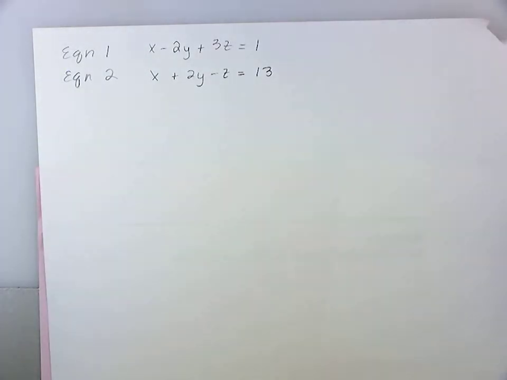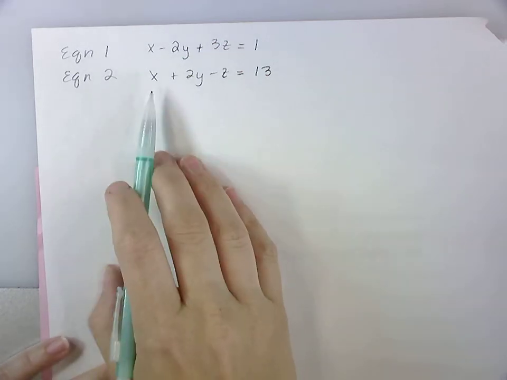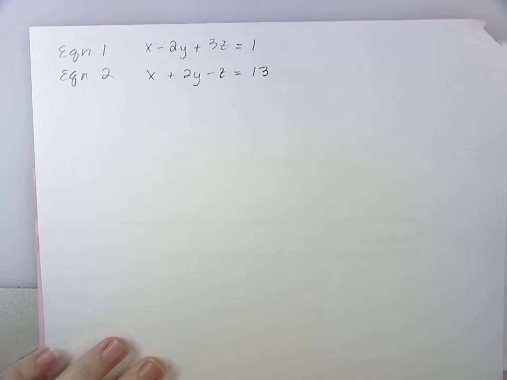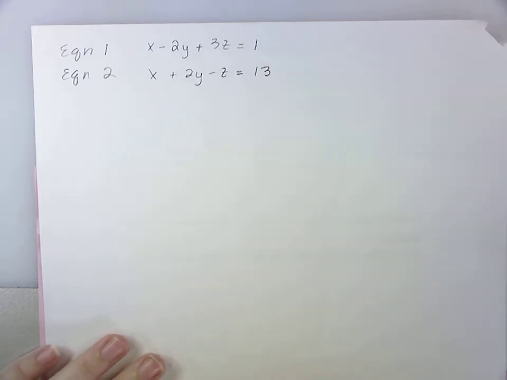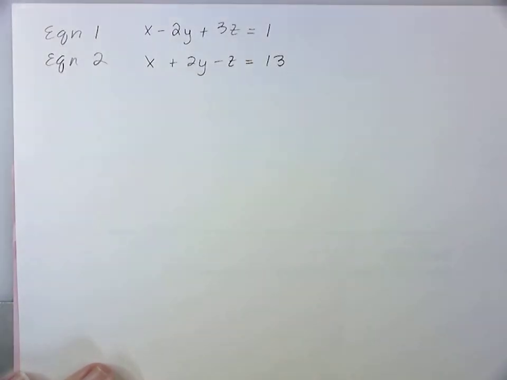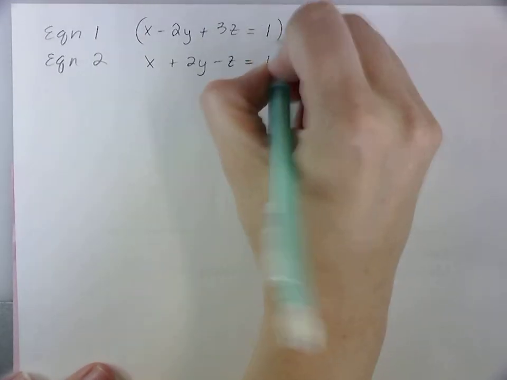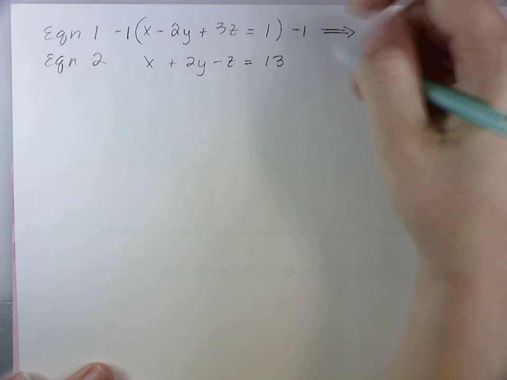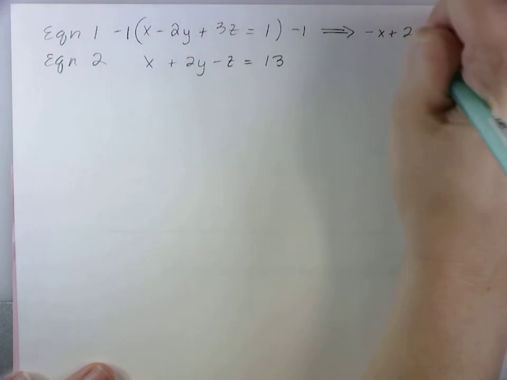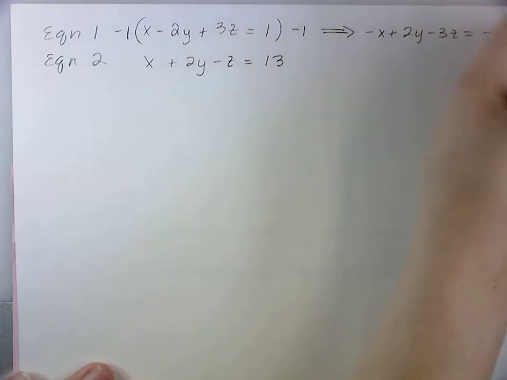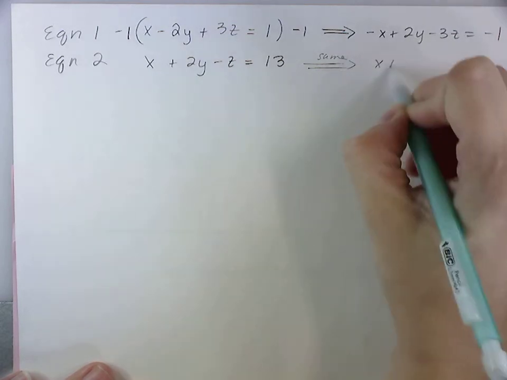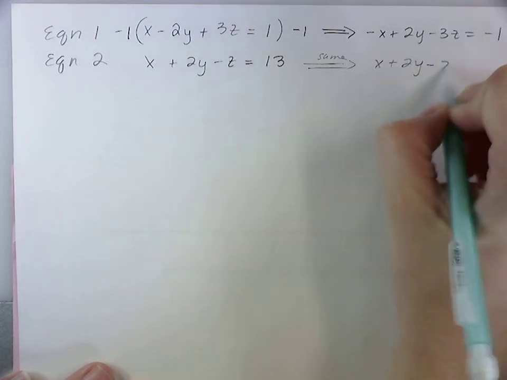And I'll actually go over that second way in part B. Okay, so I have equation 1 and equation 2, and then I want to eliminate the x. So, Celia, what could I do to one of these equations in order to eliminate my x? Okay, yeah, so let's multiply the first one by negative 1. So if I multiply the first equation by negative 1, I'd have negative x plus 2y minus 3z equals negative 1. And this one is going to stay the same, so x plus 2y minus z equals 13.